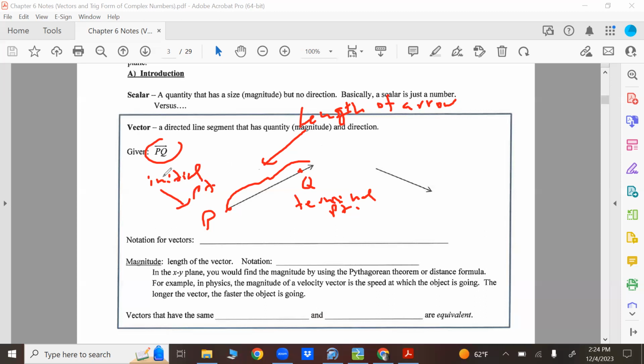Let's talk about another vector. Let's see, AB. So here's yet another vector I could draw. So A is the starting point, B is the terminal point. So yeah, there you go.